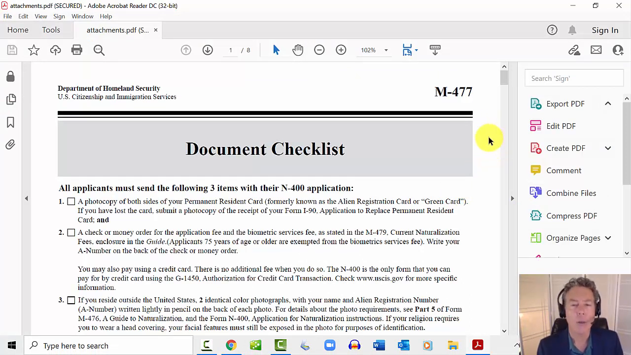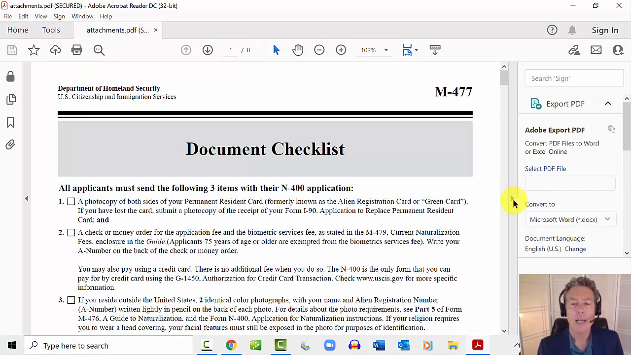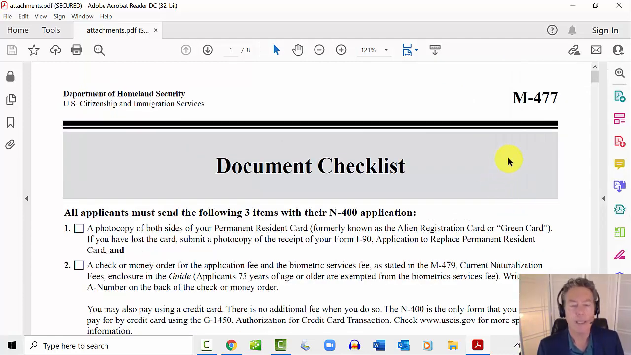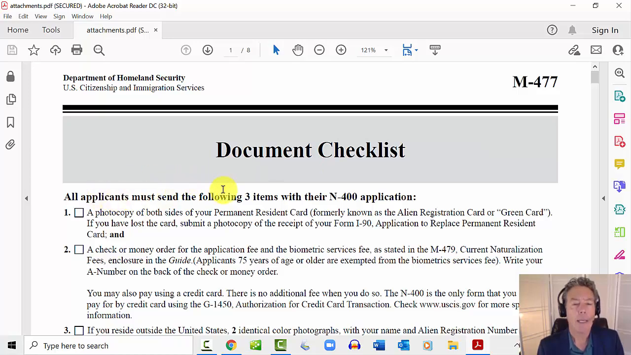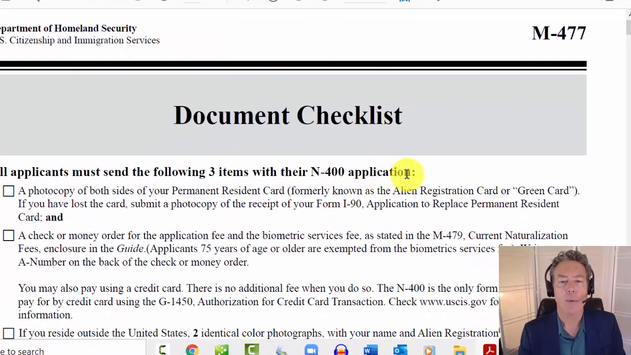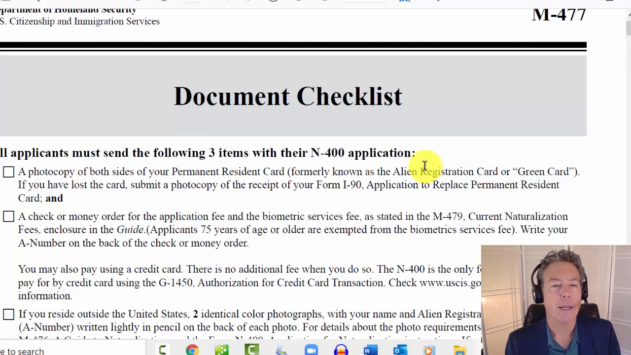It's going to flag all the possible issues, and it'll even help you look at some of your eligibility issues. I'm just assuming that you're eligible, but this is going to take you through some of the red flags that could knock you out of your eligibility. So all applicants must send the following 3 items with their N400 application. So you better get these.